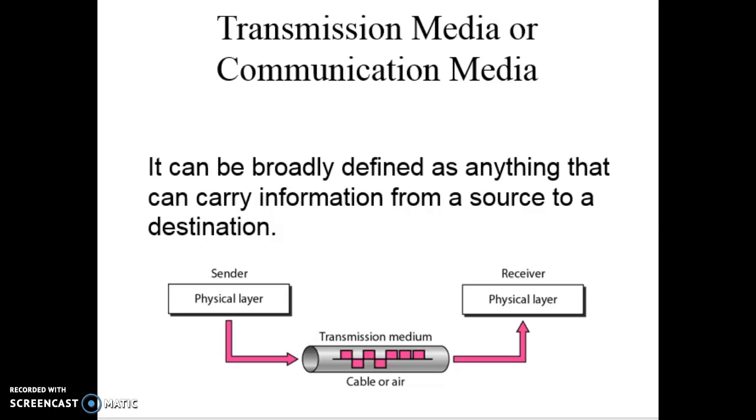Transmission means something carried from one place to another place. Or broadly, it can be defined as anything that can carry information from a source to a destination. In this figure, we see there is one sender and receiver. The last layer of the TCP/IP, the physical layer, carries out the data transmission with the help of cable or air. Here cable and air are the transmission media which will carry the signals or the data bits from sender to receiver.